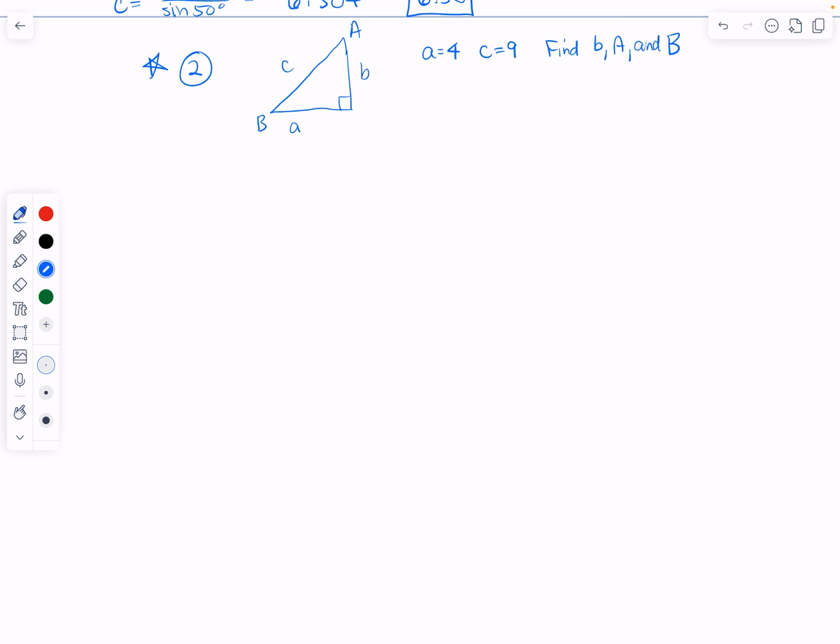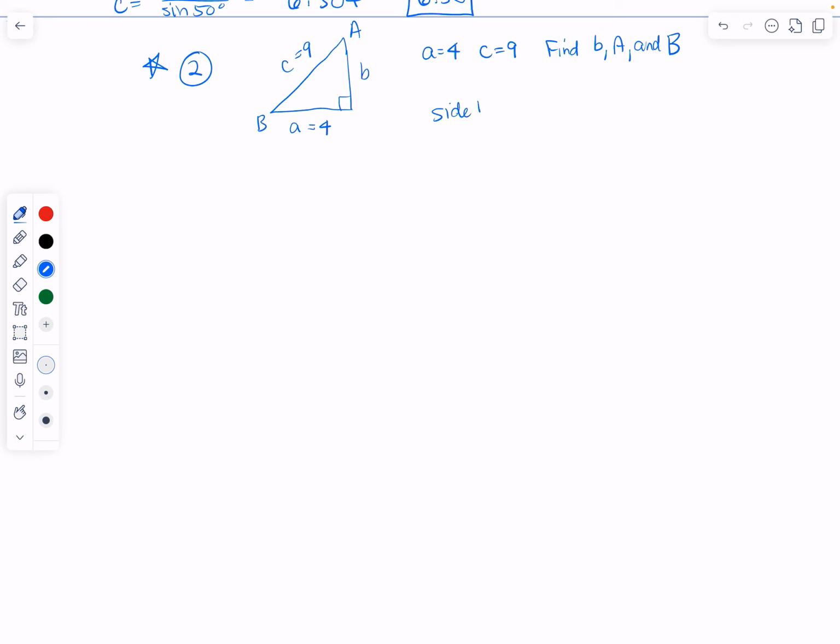Number 2 I have drawn out here. It says solve for the missing sides and angles. Basically, it says that side A equals 4, so I'm going to label that, and C equals 9. This is a right triangle, so I can use Pythagorean theorem to find the missing side B. So let's do that first.